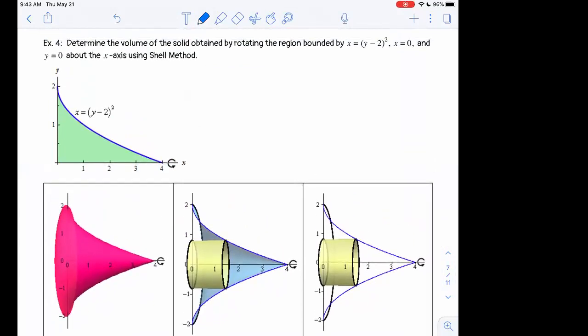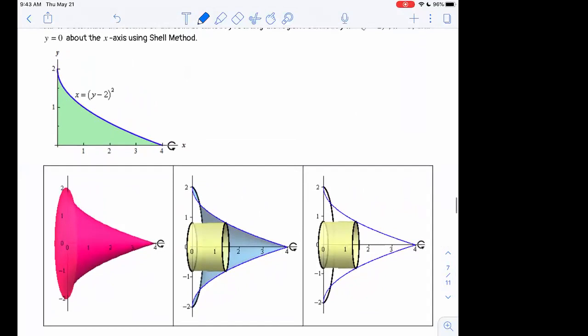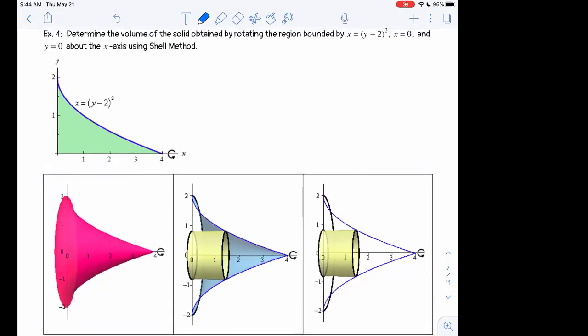Let's think about how we would set up our own diagram, how we would decide what our bounds are, okay? And whether we're doing dx or dy. And so this question came with all these different diagrams, okay? So when we revolve this around the x-axis, there was no hole, it was a solid shape, okay? It's like a solid funnel.